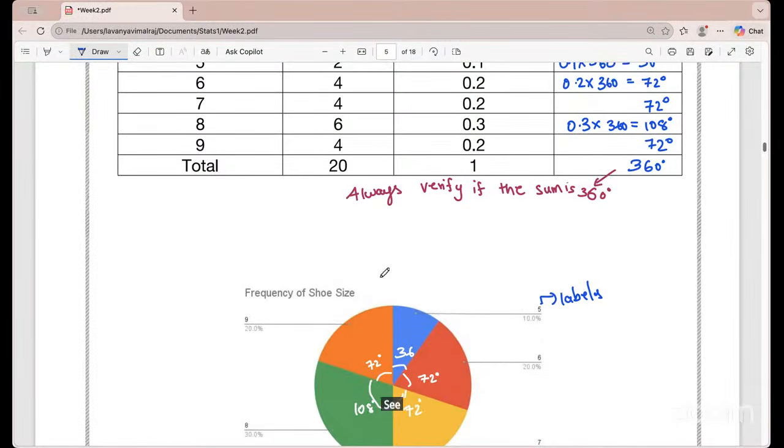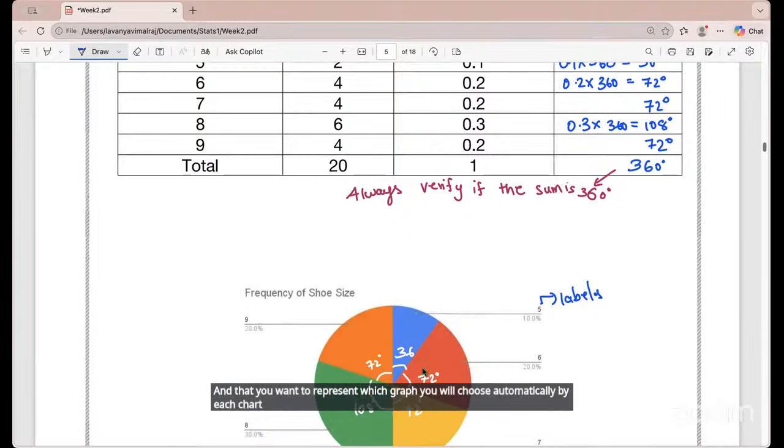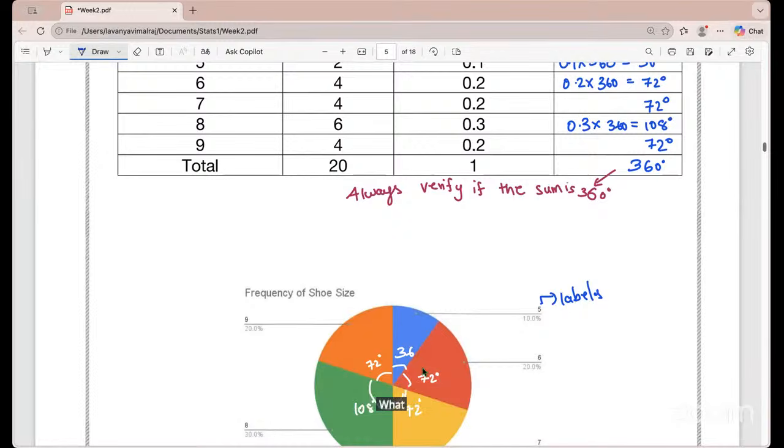Particularly if you are considering a bar graph or a pie chart, the specific purpose of a pie chart is to see, within a specific group, the proportion in which each part is distributed. Suppose you have 24 hours, and you want to represent how much time you spend on each task. Which graph will you choose? Automatically a pie chart, because it shows the splitting of each task inside one day.